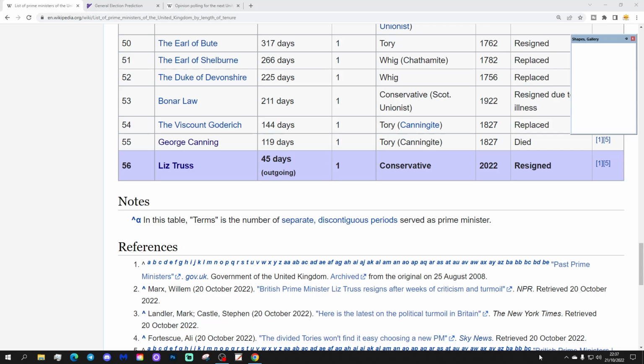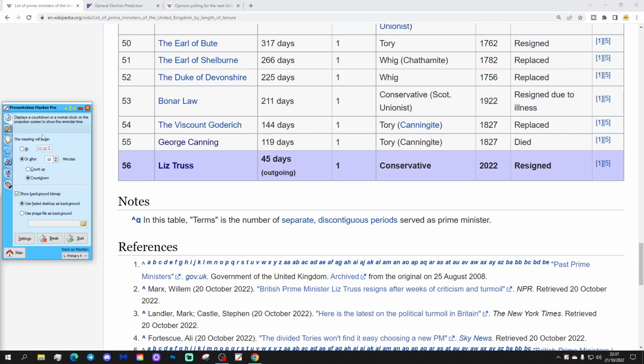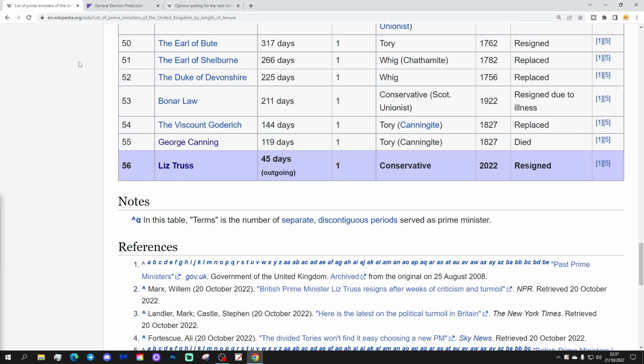Now, George Canning reigned for 119 days as Prime Minister. So she's not even close, actually, to George Canning. And he has had the record of shortest reigning Prime Minister for a very, very long time, because his reign was from April to, I think, September. Let's have a quick look.